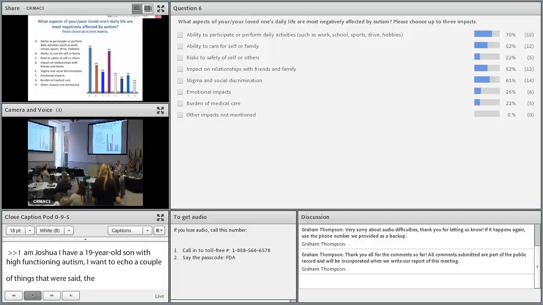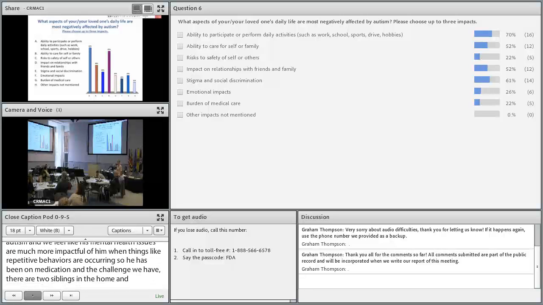So, he's been on medication for mood, and the challenge we had is there were two younger siblings in the home, and he had extremely violent homicidal ideation. His rage was always directed to other people, particularly his younger siblings. So when he was 9, we had to make a difficult decision to move him into a residential placement, which we think now was a hard decision, but it was the right decision for him and for his siblings.